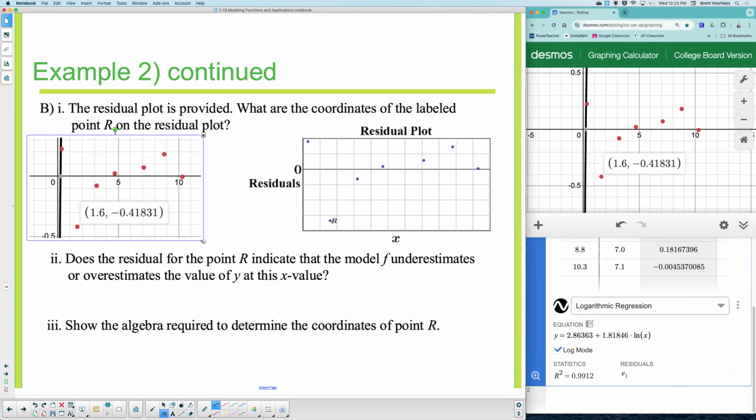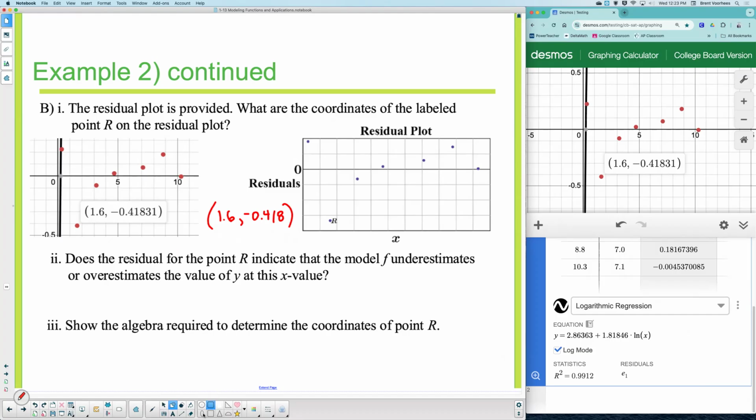Now this one just says what are the coordinates? So the coordinates are listed right there. That's the answer. The coordinates would be 1.6 comma negative 0.418. I didn't even ask you. Are those the values you're getting? Because I could have typed something in wrong. Are y'all getting those values or different values? Yeah. Those are the same ones? Okay, great.